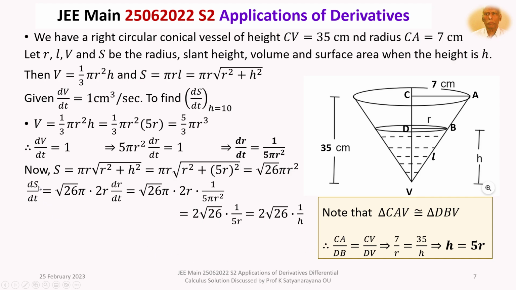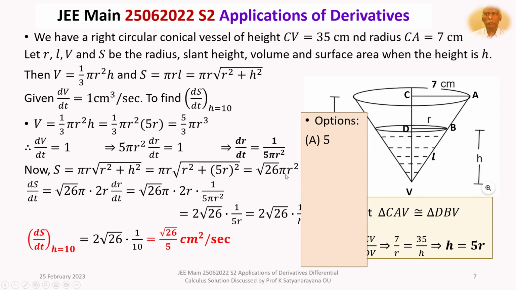Now, we want to compute dS by dt when h is equal to 10. So dS by dt when h is equal to 10 is equal to 2 under the square root of 26 into 1 by 10. After cancellation, we will get square root of 26 by 5 centimeter square per second. That's what is required in the question. Let's look at our options. Our answer appears against option C. Therefore, the answer for this question is option C.